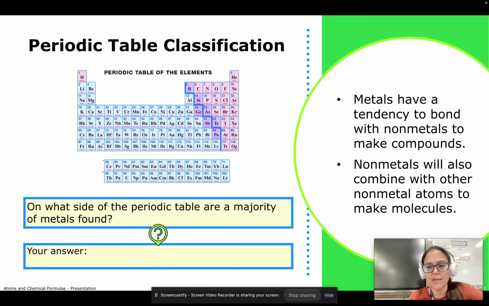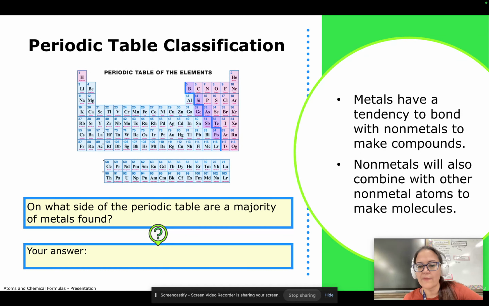So more classification: metals have a tendency to bond with nonmetals to make compounds. Sodium, which is a metal, combines with chlorine, which is a nonmetal, to make salt. Hydrogen and oxygen are both nonmetals, that's not a good example. Magnesium and sulfur combine to make different compounds. So they tend to combine.